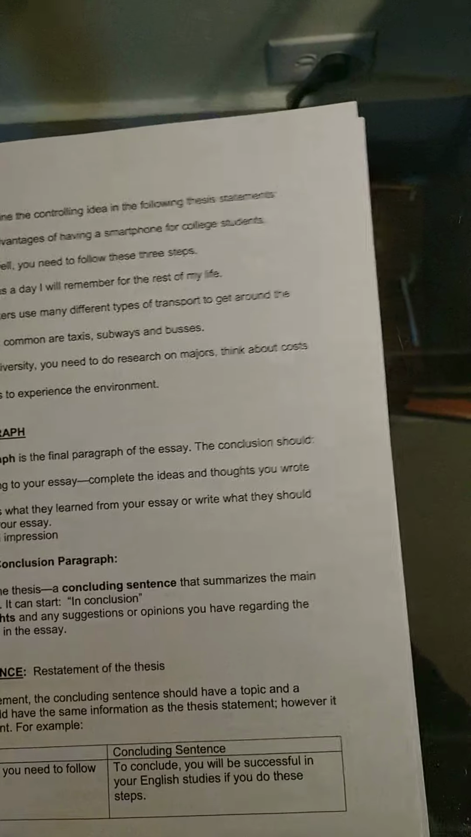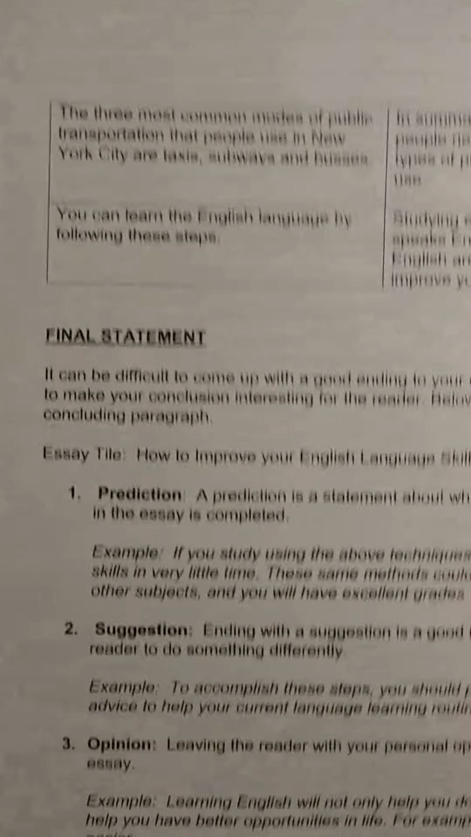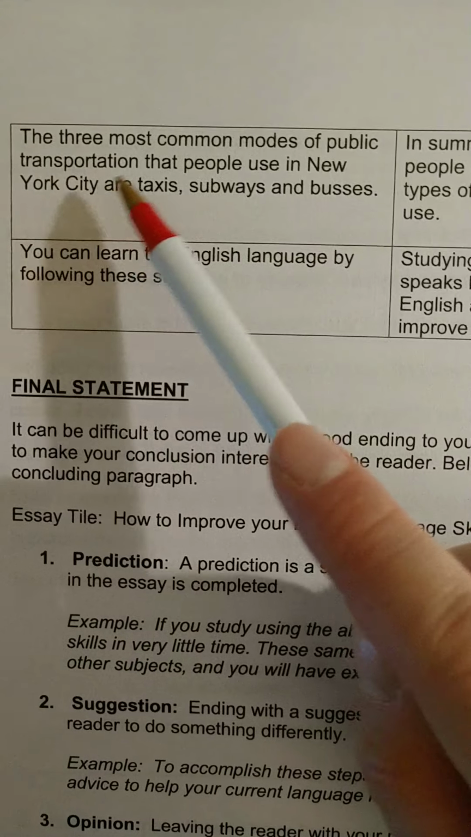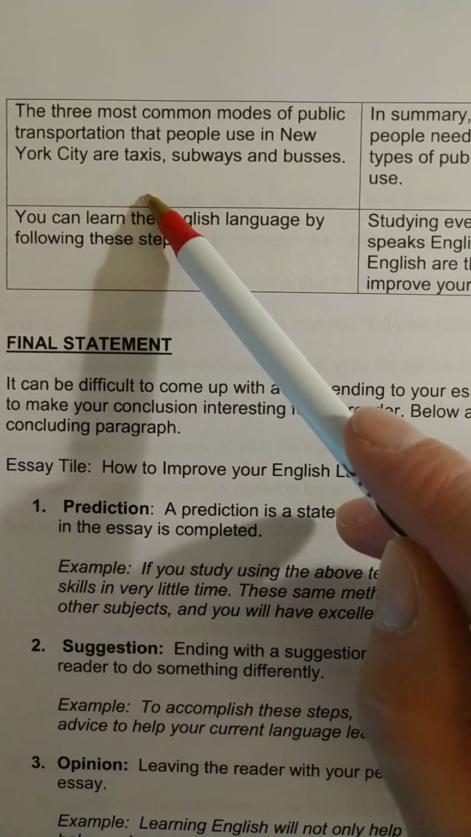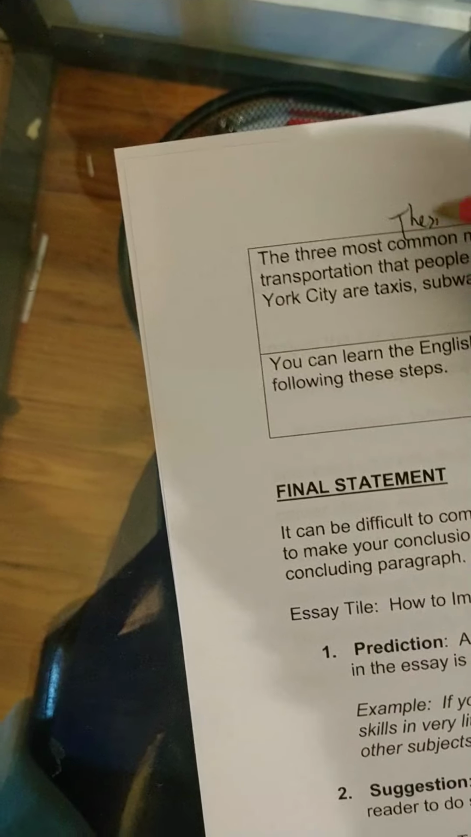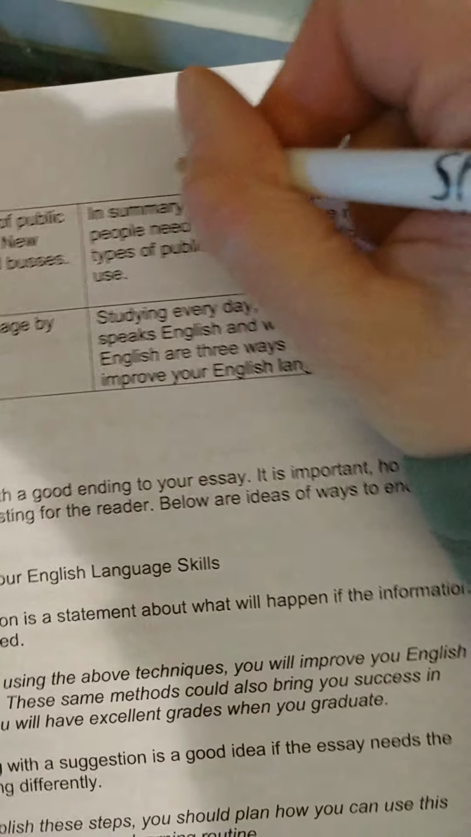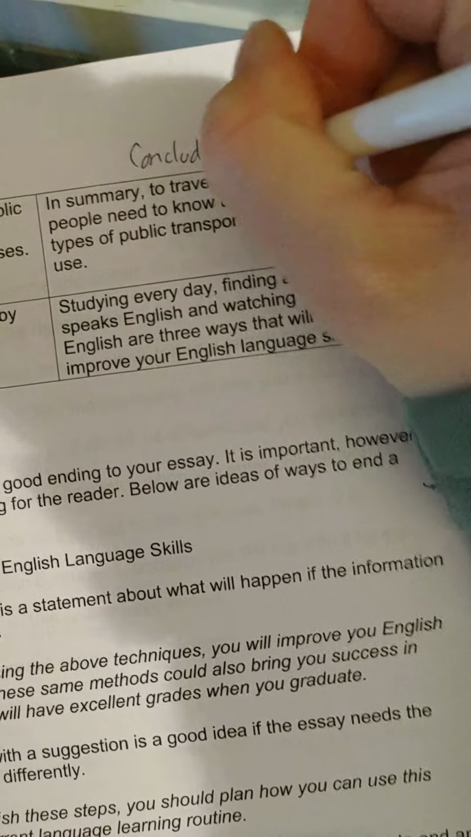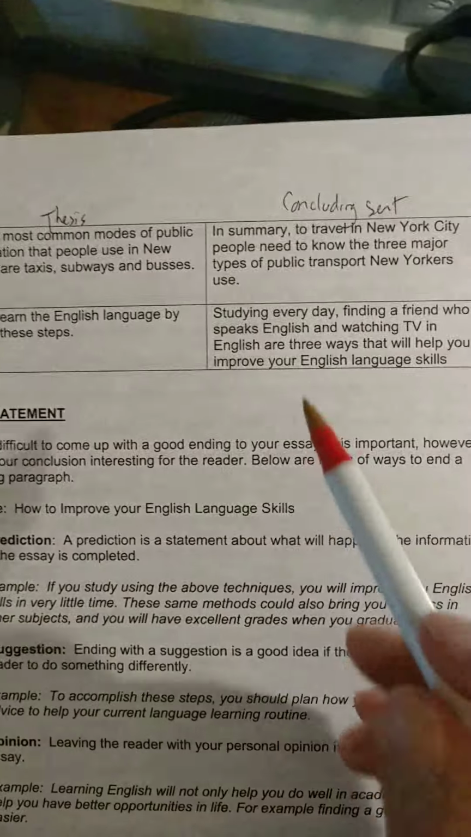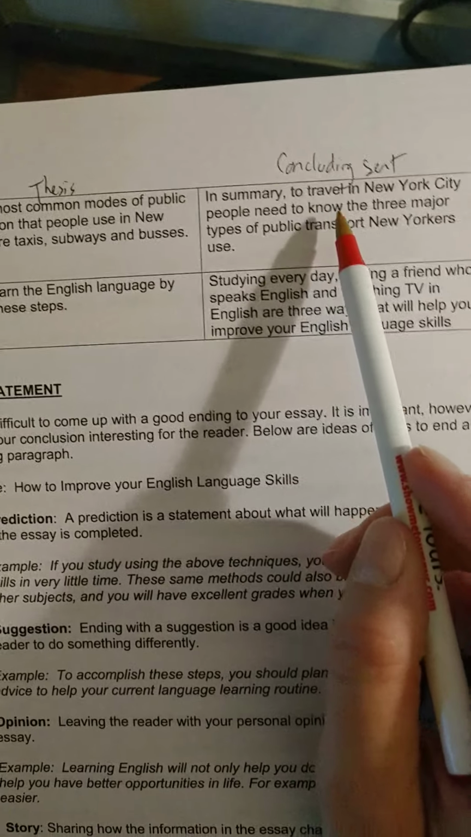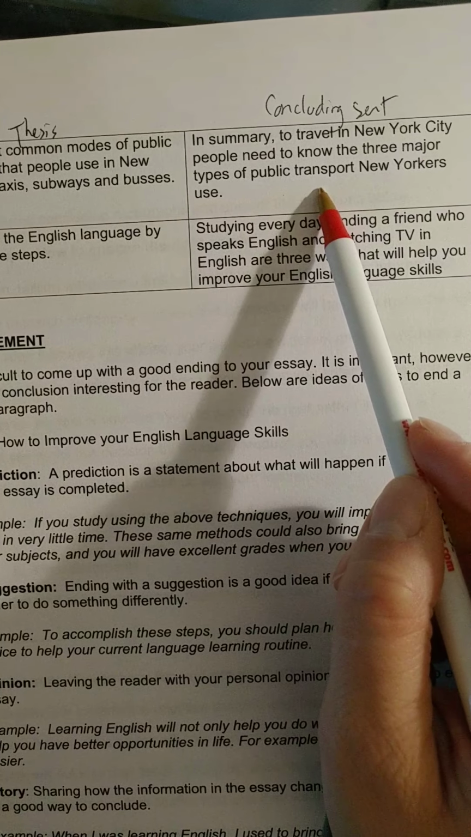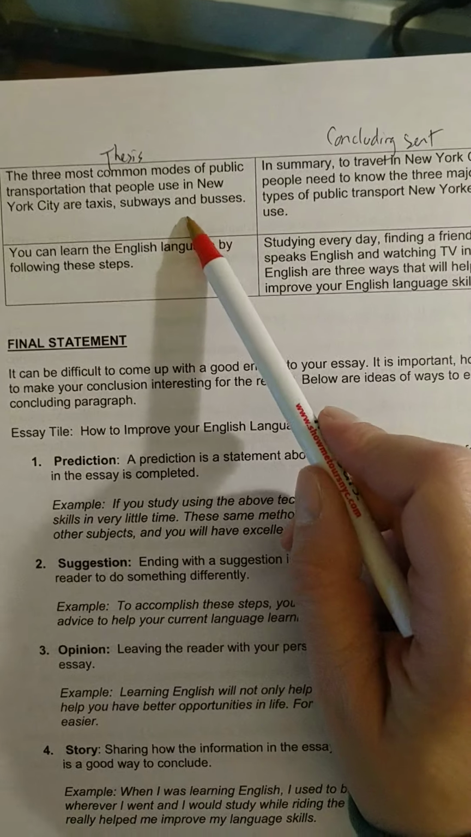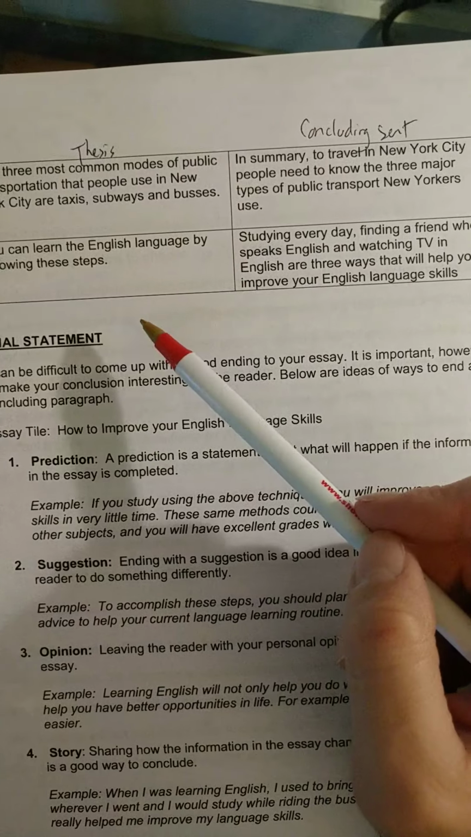Okay, let's move on. All right, another example. "The 3 most common modes of public transportation that people use in New York City are taxis, subways, and buses." This is the thesis. And then the concluding sentence: "In summary, to travel in New York City, people need to know the 3 major types of public transport New Yorkers use." Okay, similar information, different words.